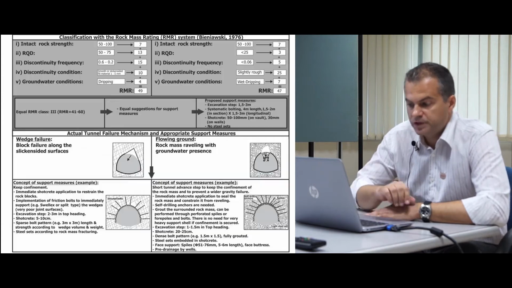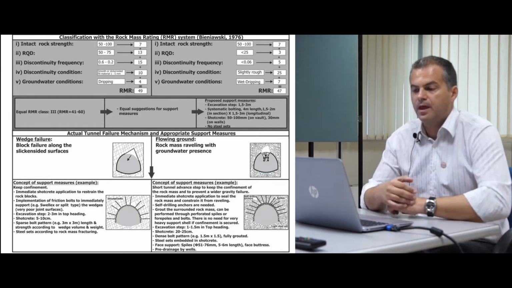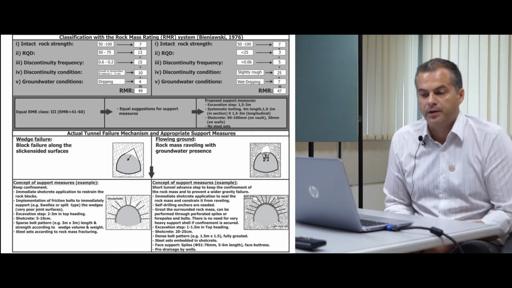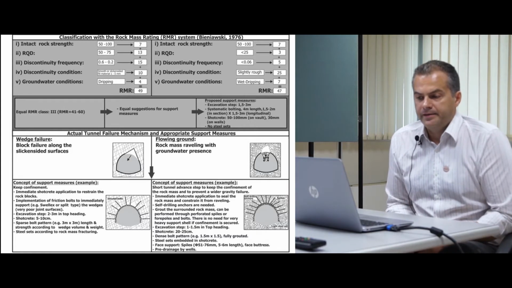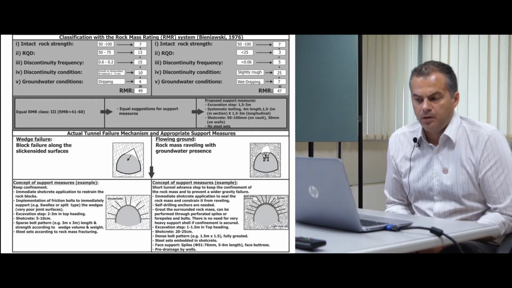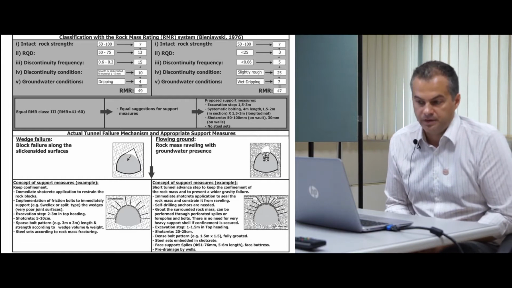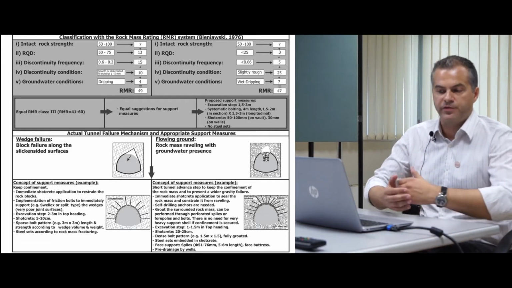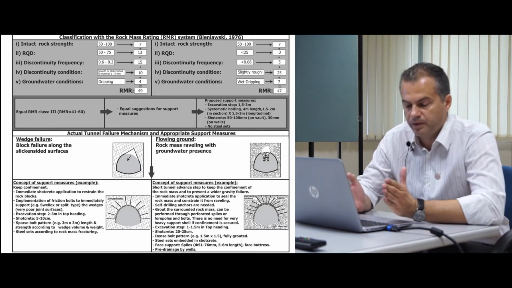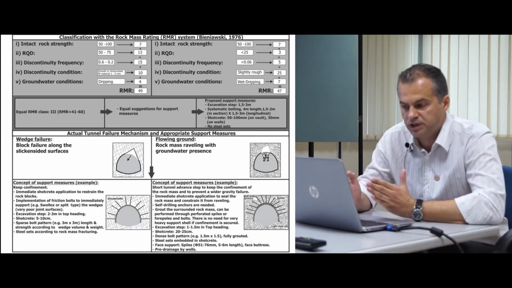Let's see if we do the same things with the same application with the RMR. In the first case, we may conclude to an RMR of 49, and in the second case, an RMR of 47. In this case, we are in RMR class 3, which belongs to a range of 41 to 60.